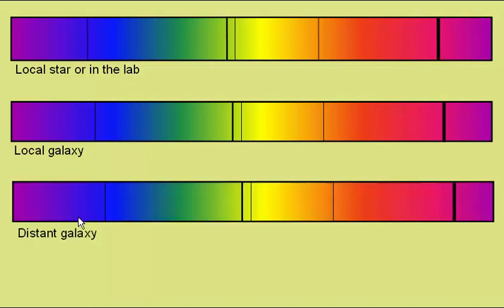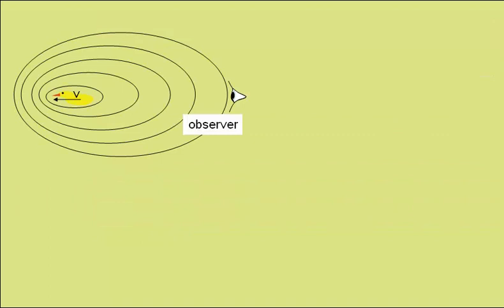If we observe light from a distant galaxy, we see that the lines are even further shifted across to the red end, even more redshift, suggesting that the distant galaxy is moving away from us faster than the local galaxy was. As we're considering the recession speed of galaxies, it's light we're interested in, but for simplicity I'm going to look in a little bit more detail at the duck on the water.